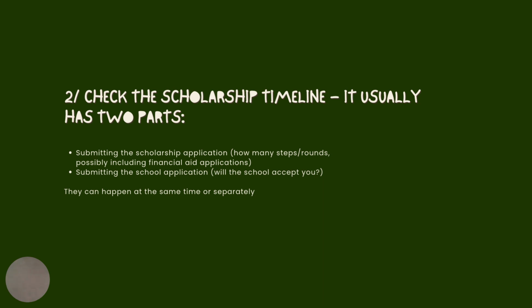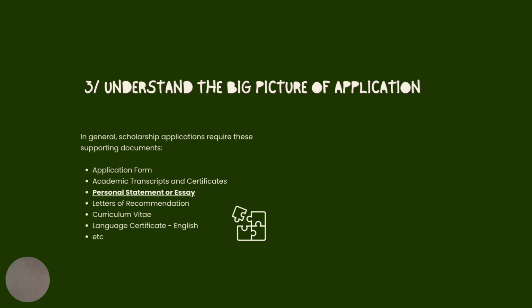So at this stage, I recommend you find yourself a platform to keep track of all information. Yeah, it's obvious, but I still want to mention it here. I use Notion, but some people use Google Drive. Whatever suits you. So we submit the scholarship application and we submit the school or university application. They can happen at the same time or separately. Thus, we understand the big picture of the application.